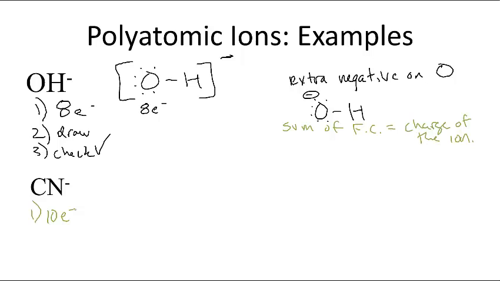All right, so if you do this out, you should find that you get this as your Lewis structure. So 2 is draw, 3 is check. So 10 electrons, check. Now, where is the negative formal charge? Oh, yeah, go ahead.